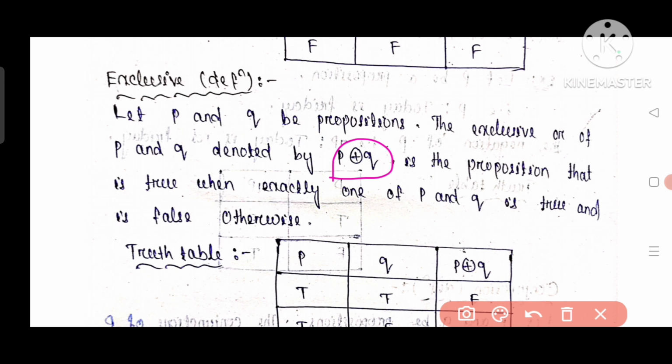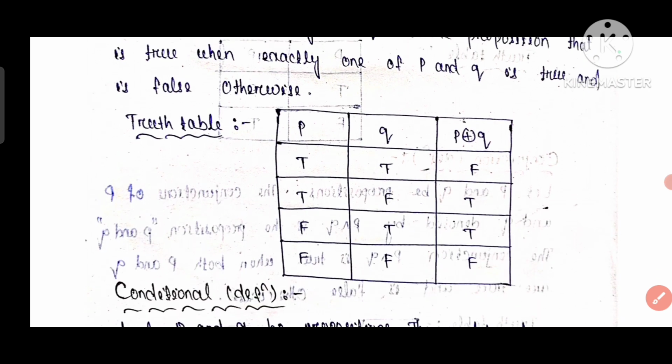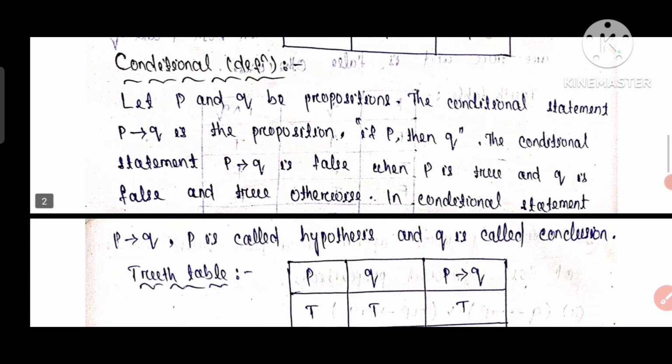Here, in the case of exclusive or, the proposition is true when exactly one of P and Q is true and false otherwise. That means this is the truth table. Suppose P and Q are two propositions. That means four cases arise: true, true; true, false; false, true; and false, false. We say if P is true and Q is false, then the exclusive or result is true. Or if P is false and Q is true, then the result is true. Otherwise, it is false.